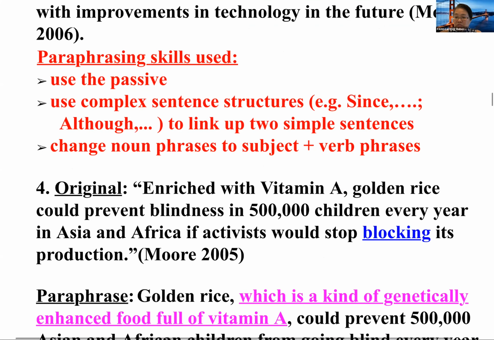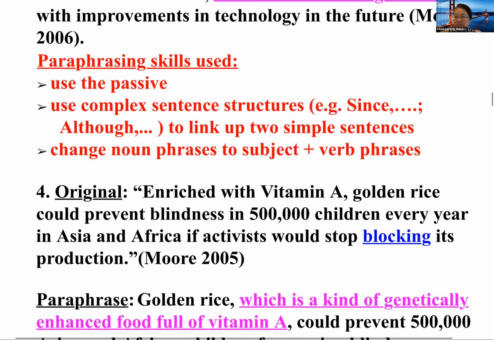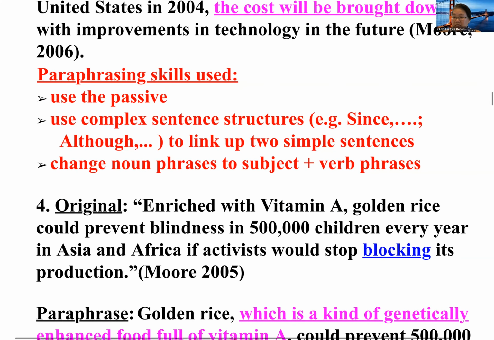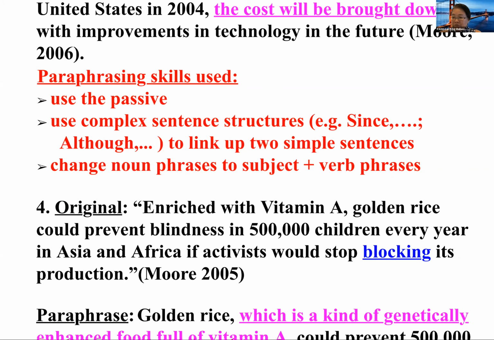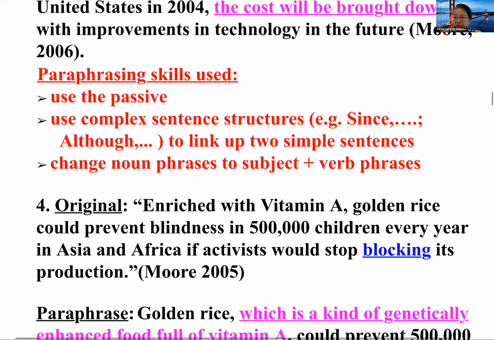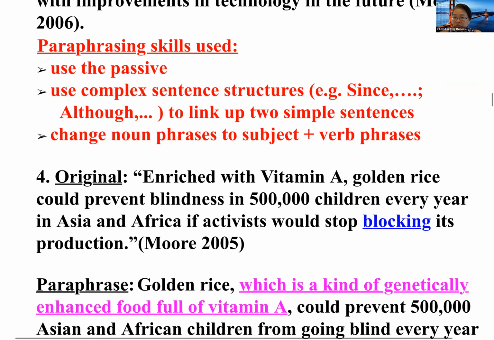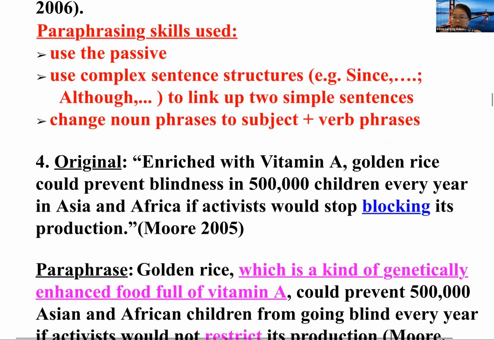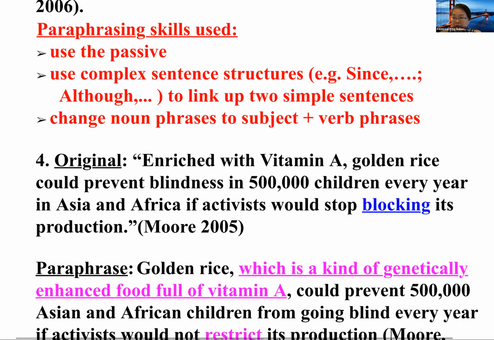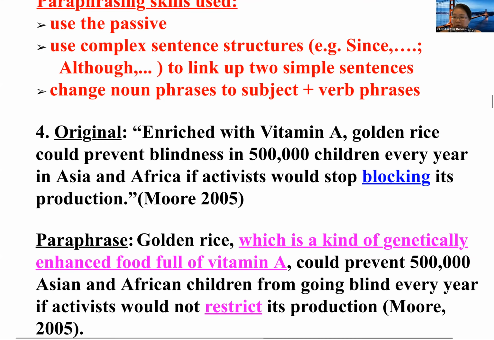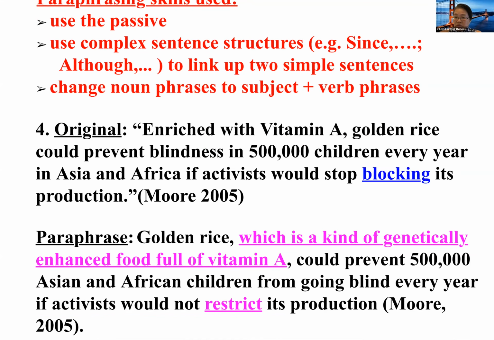And look at number 4, slightly more complicated. The original sentence says, enriched with vitamin A, golden rice could prevent blindness in 500,000 children every year in Asia and Africa if activists would stop blocking its production. All right, now, at a quick glance, you can see that the subject is golden rice, actually. The subject of the sentence is golden rice. Now, so when you paraphrase, you can bring up the subject to the beginning of a sentence and then follow it by what we call a relative clause.